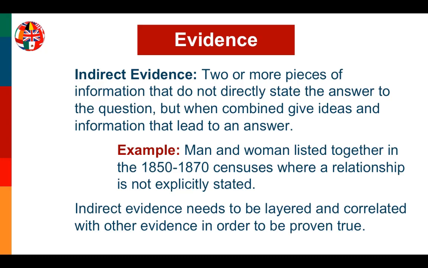So indirect evidence needs to be layered and correlated with other evidence in order to be proven true. So indirect evidence will need more analysis and correlation to form a strong conclusion. So in this example, finding a marriage record, a probate record, deeds, or birth records for the children to prove that this couple is married is needed in order to come to a strong conclusion.